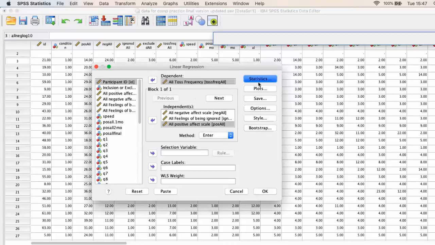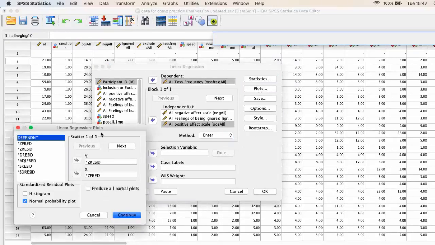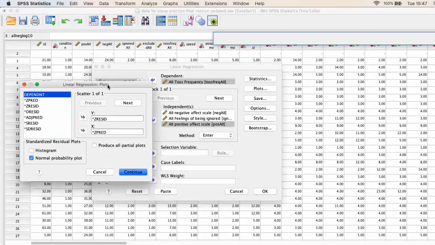Cool. So you run. Oh wait, let me double check. I didn't do all this. You do plots. This is for homoscedasticity. You put in your Z residual right at the Y part. You put your Z predictor in the X part. You want to check this part off for your normal probability plot. If you want a histogram, go ahead and check that off. And continue.